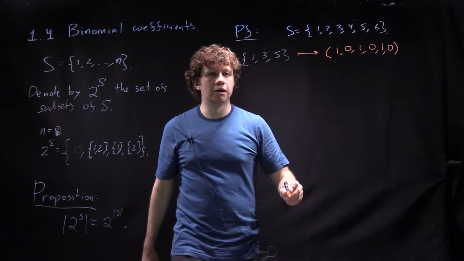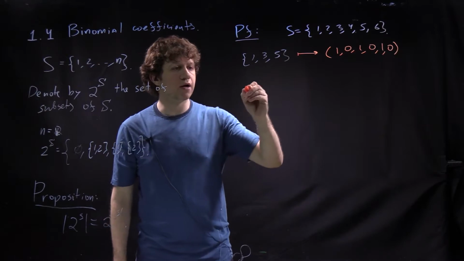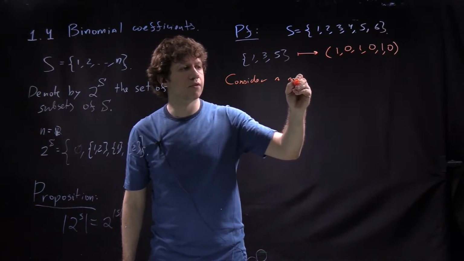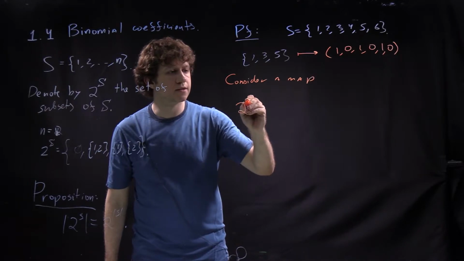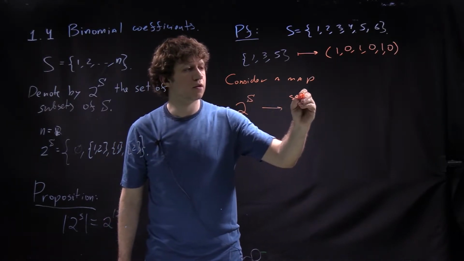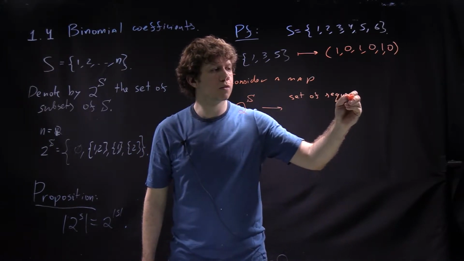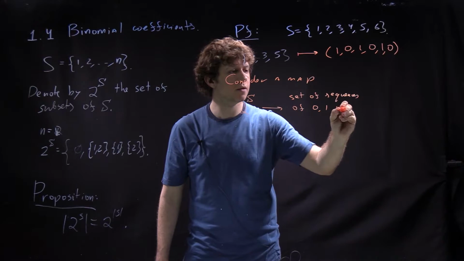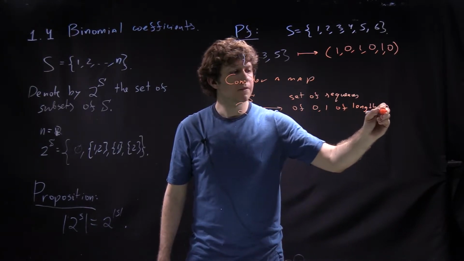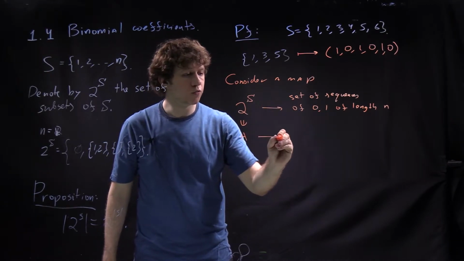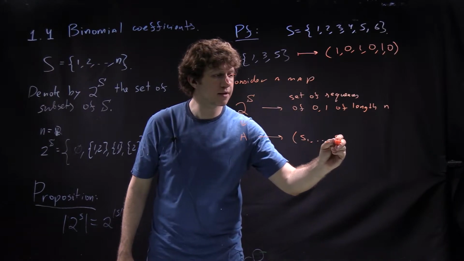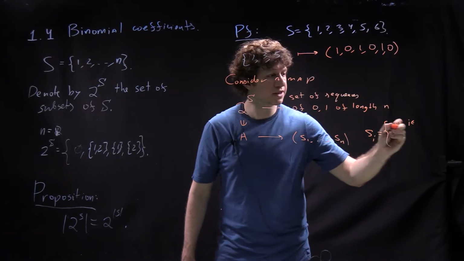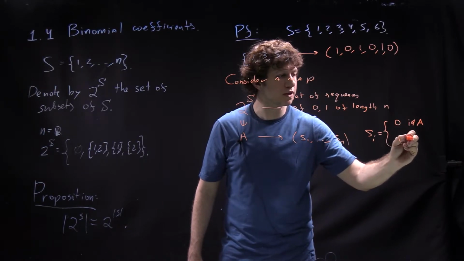Okay, so in this way I construct a map. Let's consider a map from 2 power S to the set of sequences of zeros and ones of length n, which sends any element here, which is a subset, to a sequence which I will denote s_1 up to s_n, and the rule is that s_i equals 0 if i is not in the subset, and 1 if i is in the subset.